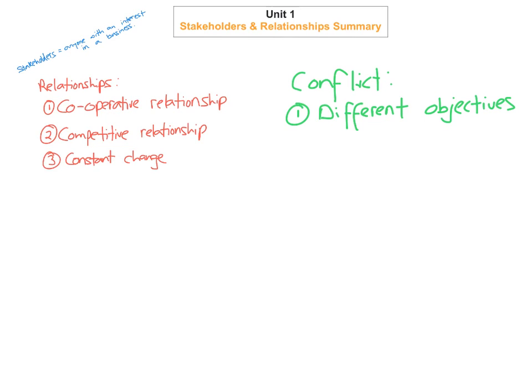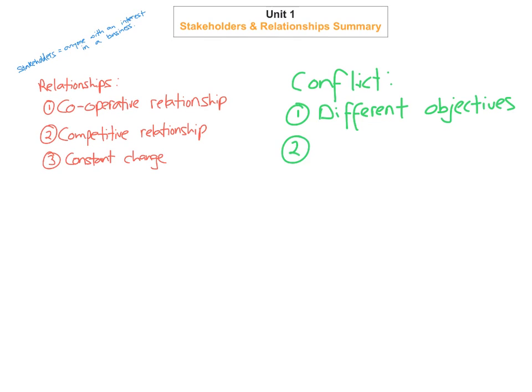So I gave an example before that maybe the employees will want higher wages, and the business will want to give the employees the lowest wages possible, obviously to make more money, to make more profit. So that would be a situation where you might have different objectives, which will lead to conflict between the two or more stakeholders.